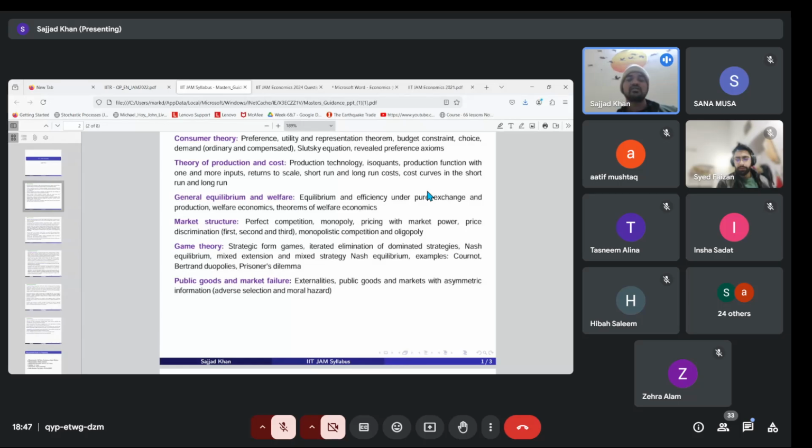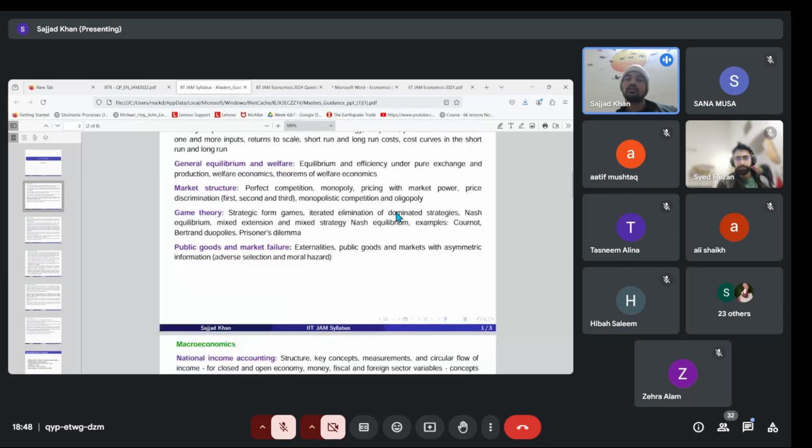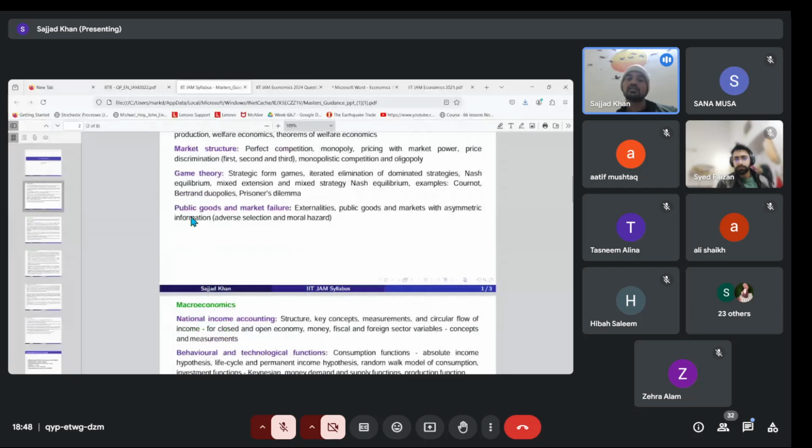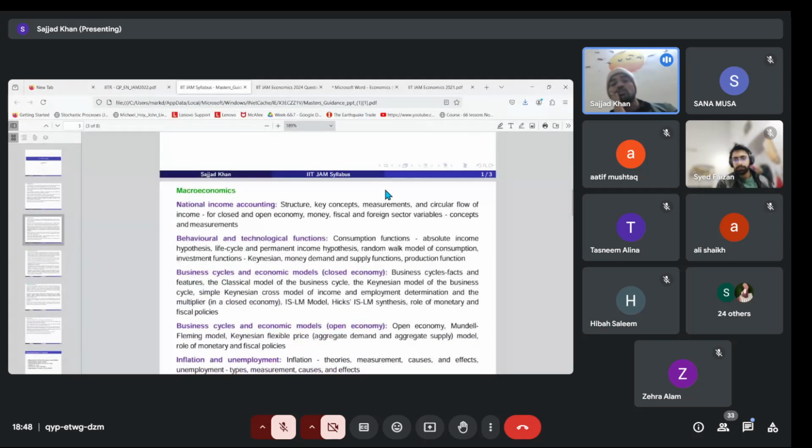In market structure, specifically in monopoly, third-degree price discrimination is the most important, and Stackelberg in oligopoly is important. And in game theory, the basic thing is knowing the Nash equilibrium by the iterative elimination method, and mixed strategy Nash equilibrium. Now we have to jump to macroeconomics.